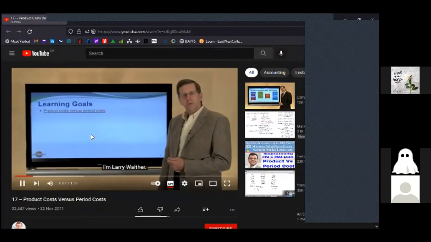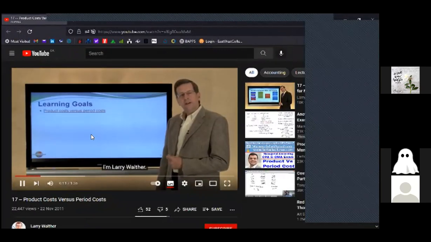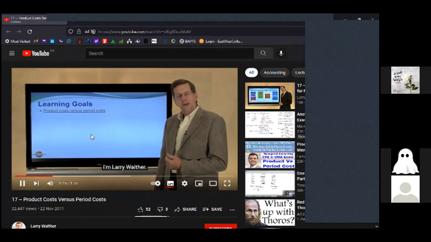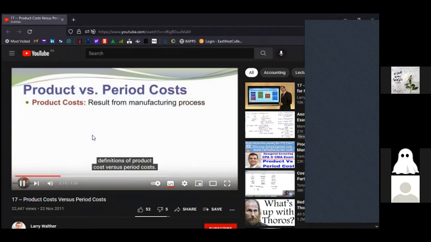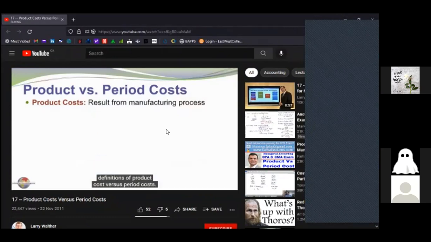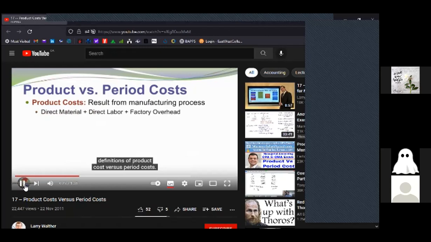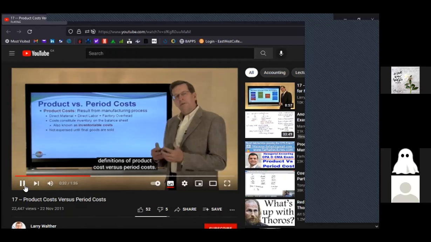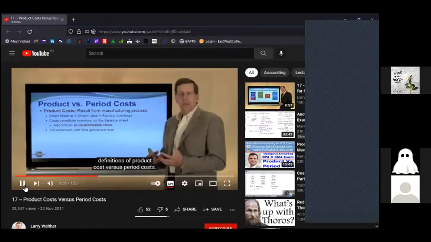In this module, we will extend what we learned in the previous module and consider more closely the concepts and definitions of product cost versus period costs. Product costs are simply those costs that result from the manufacturing of a product. They are your direct materials, your direct labor, and your factory overhead. Now, these costs are accumulated and reported as inventory until they're sold.